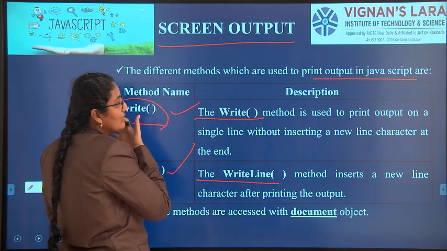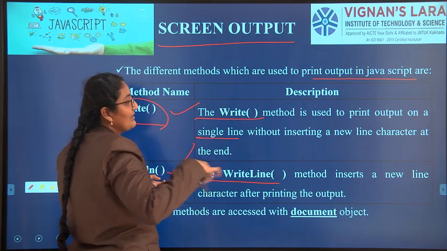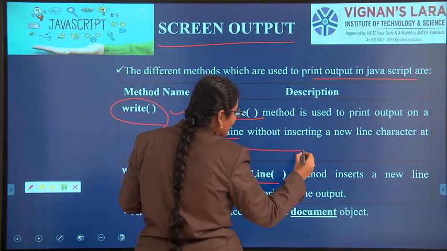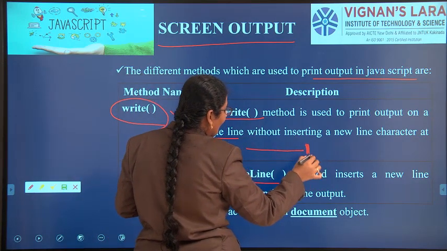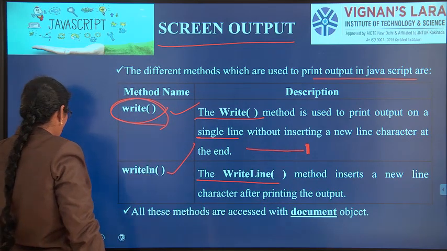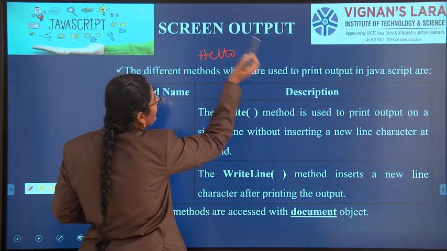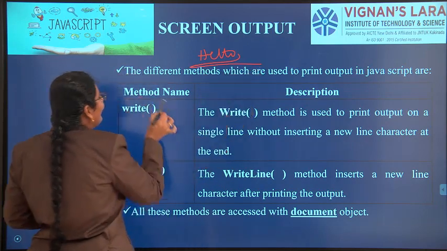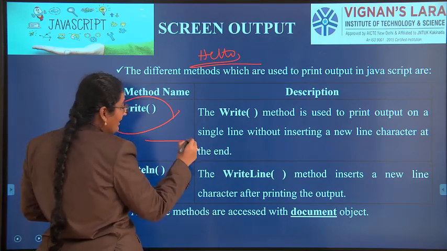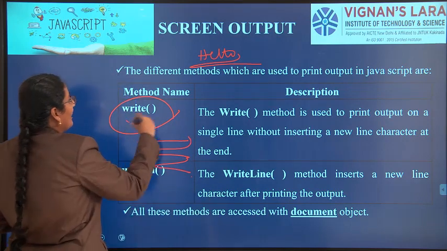See, when we are using write, it is used to print the output in a single line without inserting a new line character at the end. If you want to print something in a single line, don't insert any character at the end for a new line, then you will go with write. Listen carefully. I just want to print hello and I don't want anything to print after hello in the next line, then I use write. I just want my output in a single line. I don't want to continue my output to a second line and third line. Then I will go with write.